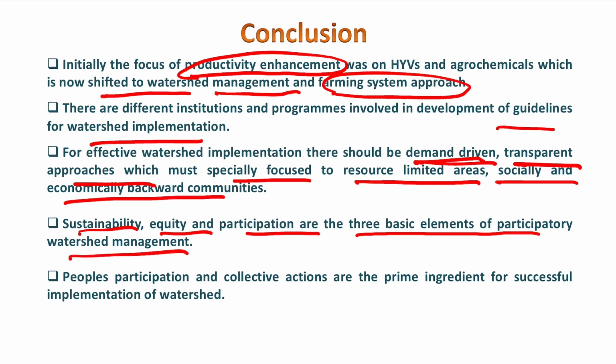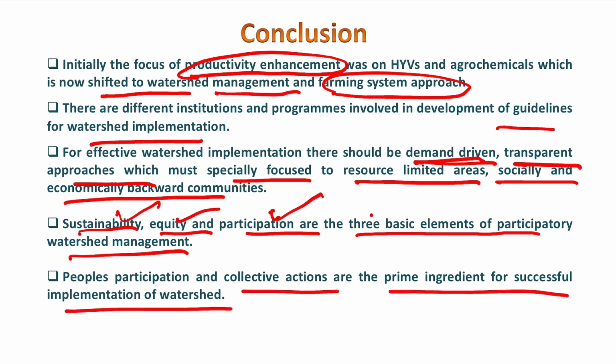If we see participatory watershed management, then sustainability, equity and participation of the local community are the basis of it. People's participation and collective actions are the prime ingredient for successful implementation of watershed. For successful watershed implementation, people's participation is very much essential.